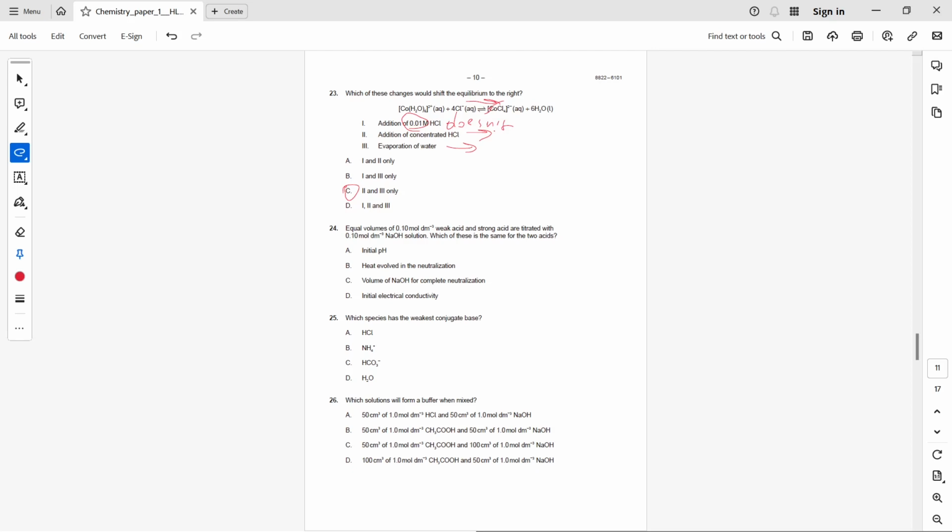For the next one, of course, initial pH would be different because strong acid will dissociate more than weak acid. Same for option B and same for option D. They are all dependent on this. And the only answer is C. So it doesn't matter what acid we need to neutralize, because at the end of the day it's just a 1-to-1 ratio. For the next question, the weakest conjugate base is for the strongest acid, and the strongest acid out of those is hydrogen chloride.